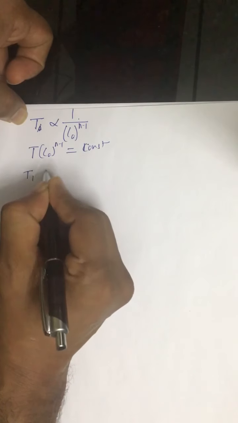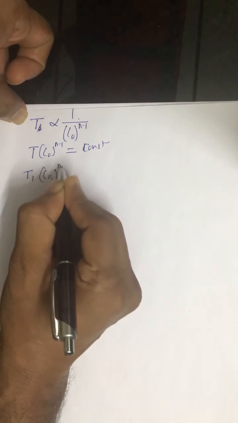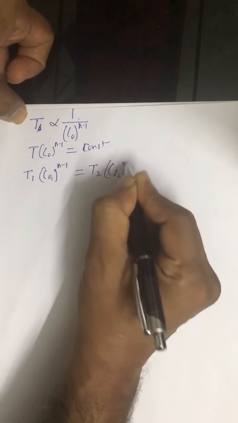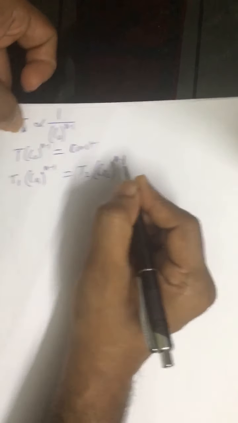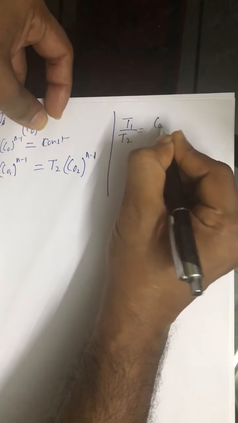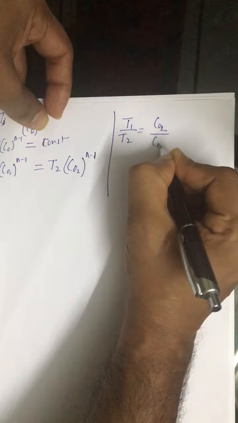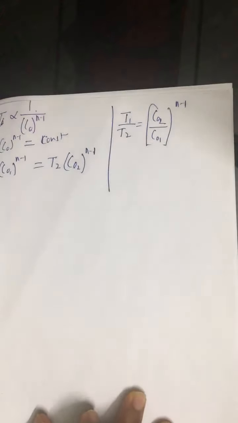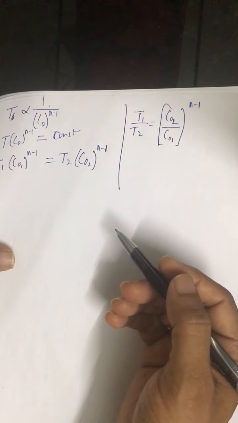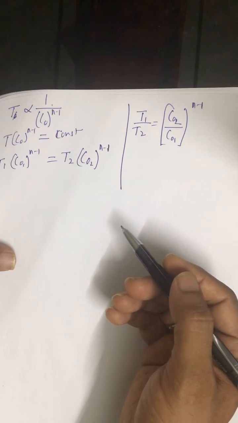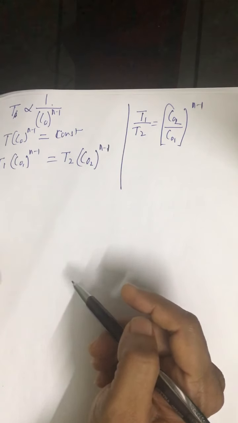Or you can say T1 C01 to the power n minus 1 is equal to T2 C02 to the power n minus 1. Or you can say T1 upon T2 equal to C02 upon C01 to the power n minus 1. So T1 is half-life period at C01 concentration and T2 is half-life at C02 concentration, and n is the order of reaction.